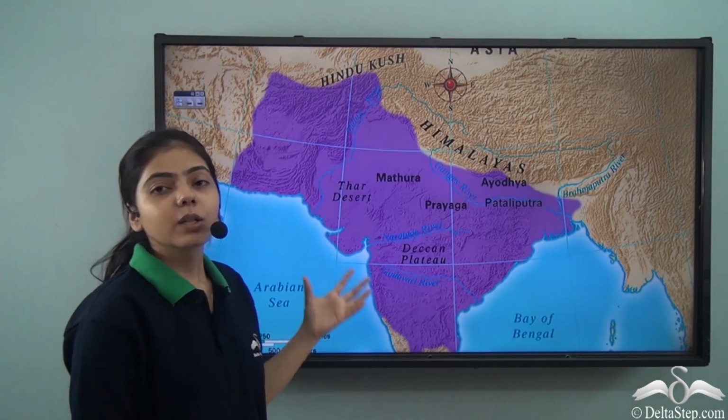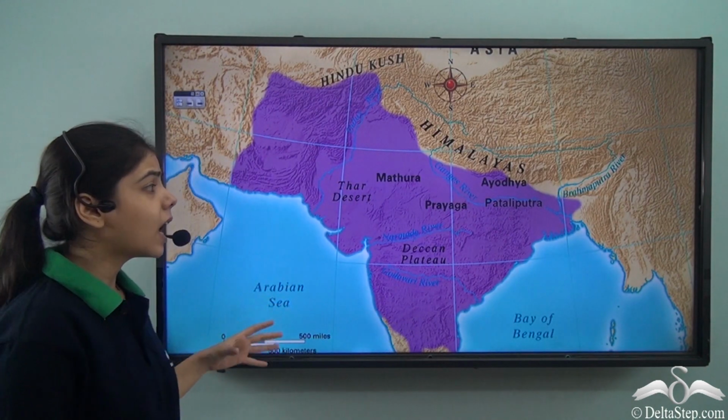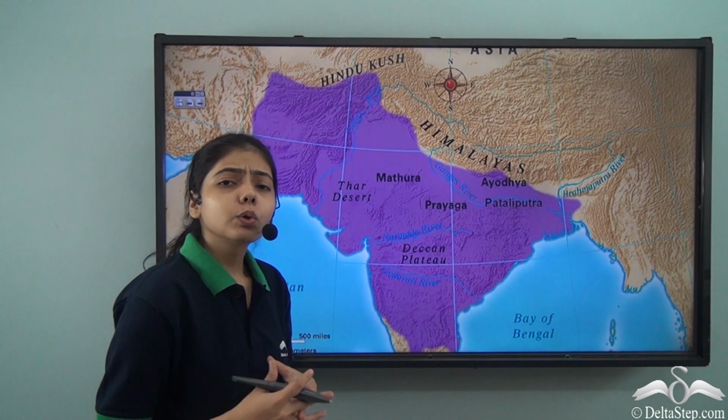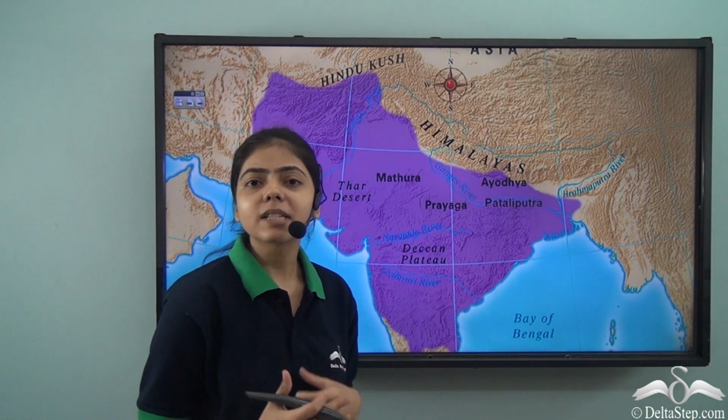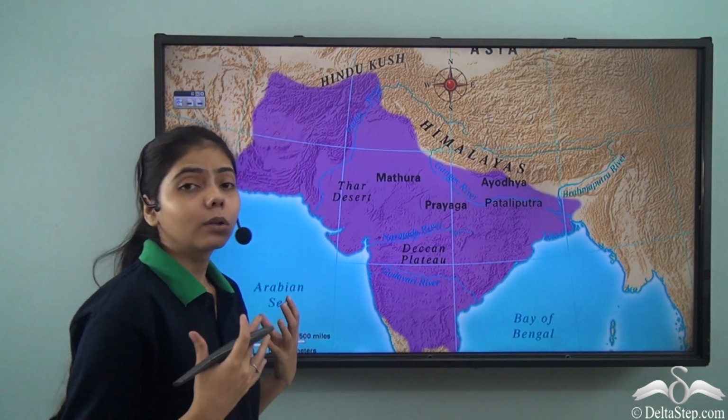Look at the extent of the Mauryan Empire. You can see how vast it was. So obviously governing such a large empire needed some serious plans. So let us see what those plannings were.